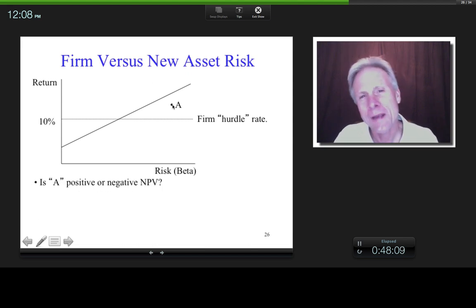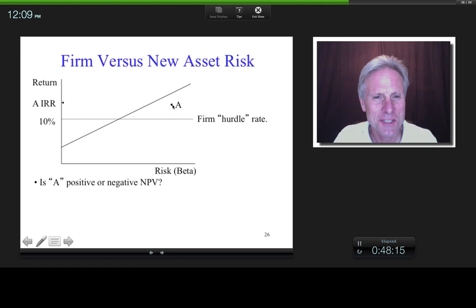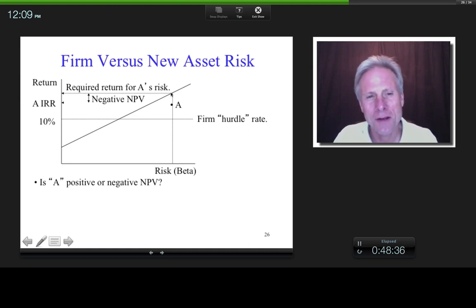However, would A be positive or negative NPV? Well, there's the internal rate of return right there. But given this risk level right here, just to break even, do they require more or less? They require more, right? And so basically, that gap would be the equivalent of a negative net present value. So in other words, they would have said, yes, we'll do it because it's higher than the hurdle rate, but given the risk of A, just to break even, you would need an even higher return. And so therefore this would be negative NPV.